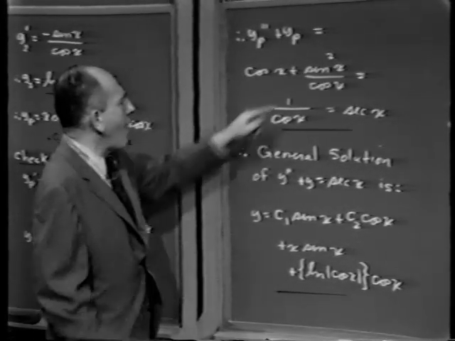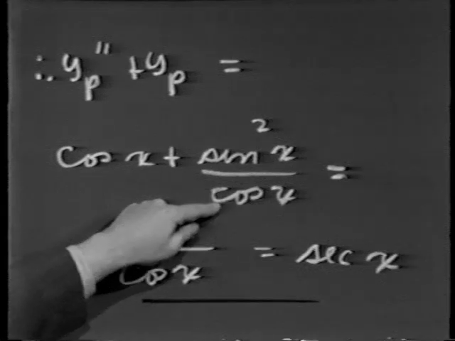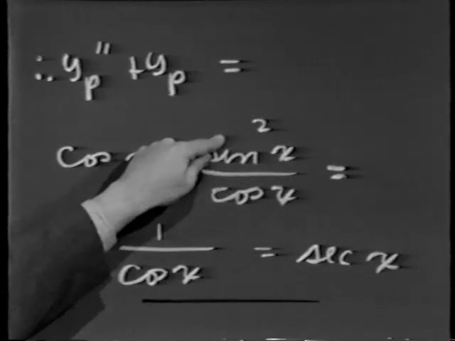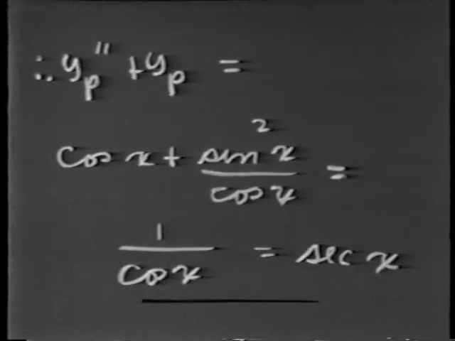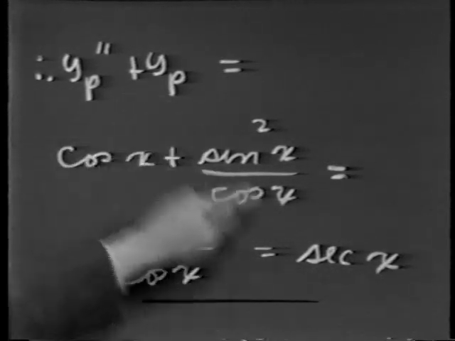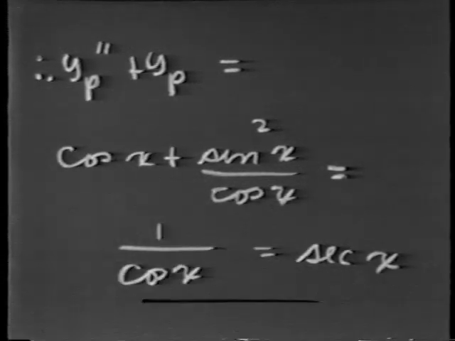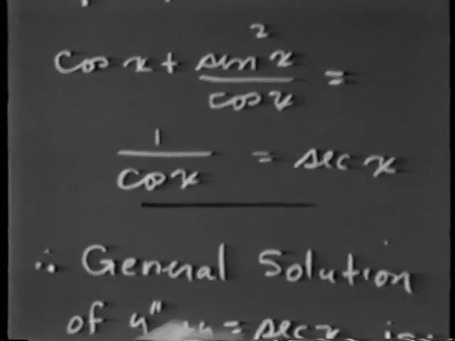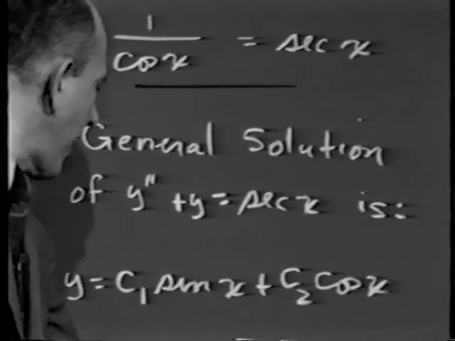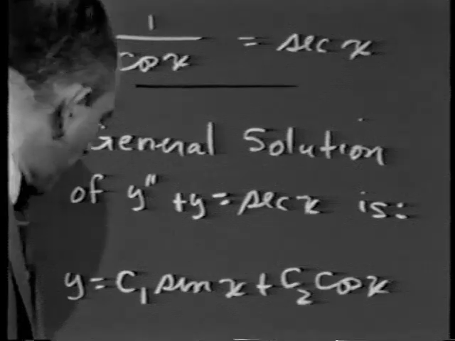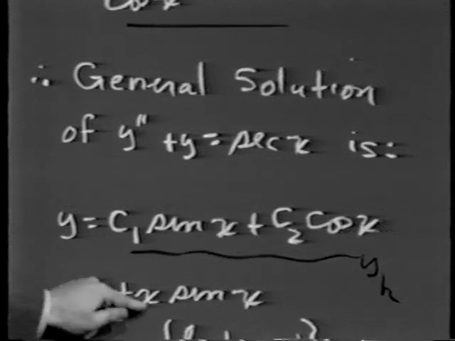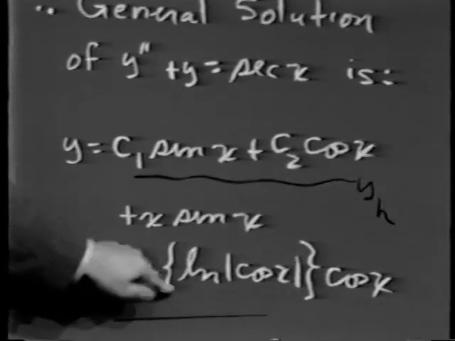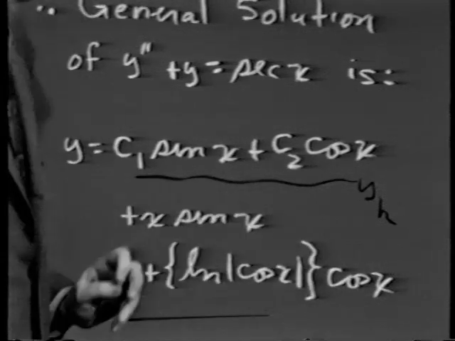You see? Now I put this over a common denominator. That gives me what? Cosine squared x plus sine squared x, which is 1, over cosine x. And 1 over cosine x is secant x. And so indeed, this messy function is a particular solution of this equation because it satisfies the equation. In other words, the general solution of y double prime plus y equals secant x is simply c1 sine x plus c2 cosine x, you see? That's my y sub h, plus x sine x plus log absolute value cosine x times cosine x.